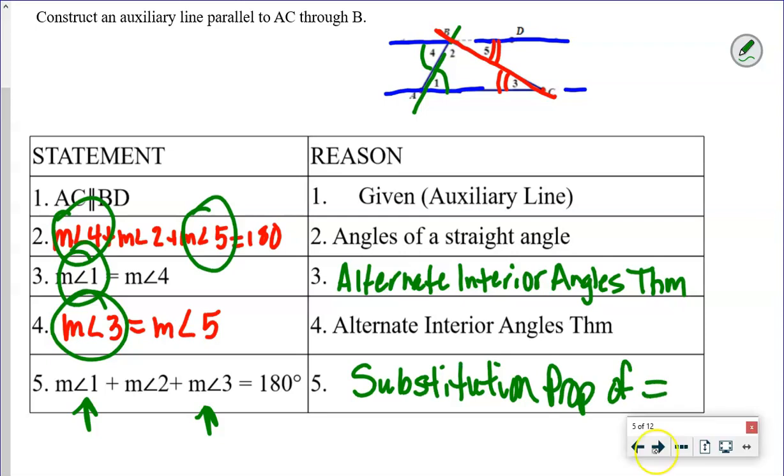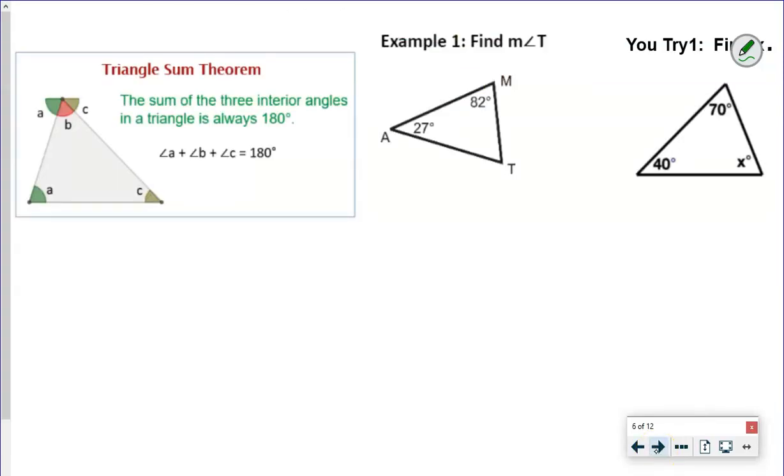Okay? All right, now we're going to use the triangle sum theorem. So this is what you guys are going to have to memorize, okay? You're going to have to memorize that the angles inside a triangle always add up to be 180 degrees. So that means to find the third angle, like example 1 here, we're going to add the two together and we're going to subtract them from 180 because all three added together should equal 180.